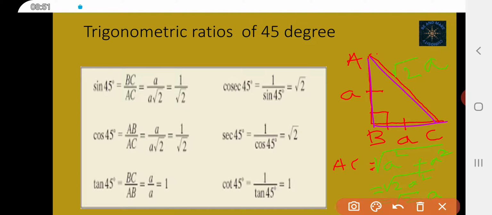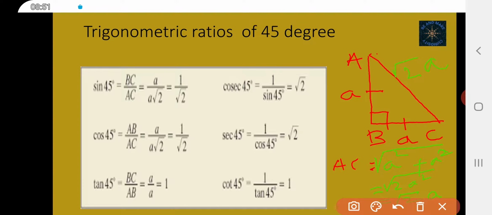Okay, so you take AB A, BC A unit, then AC you can get using Pythagoras theorem. You know Pythagoras theorem. So AC is equal to what? Square root of A square plus A square, that is equal to square root of 2A square, that is equal to root 2A. Okay, so AC is your root 2A.